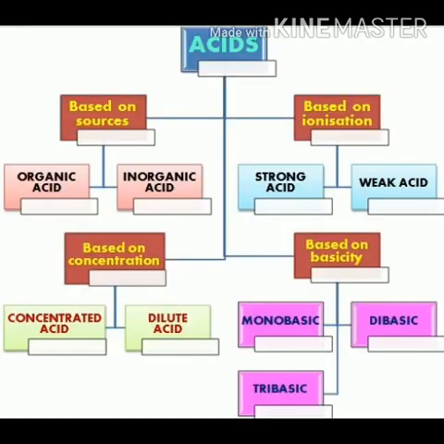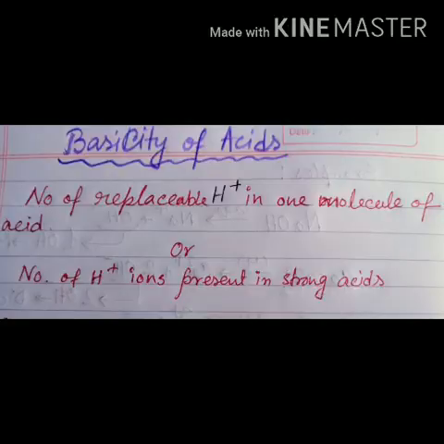Next category is based on basicity. Here we can get 3 kinds of acids and they are called monobasic, dibasic or tribasic. So what is basicity of the acids? The number of replaceable H+ ions in one molecule of acid is called basicity. Or simply we can count the number of H atoms present in one molecule of an acid as the basicity.